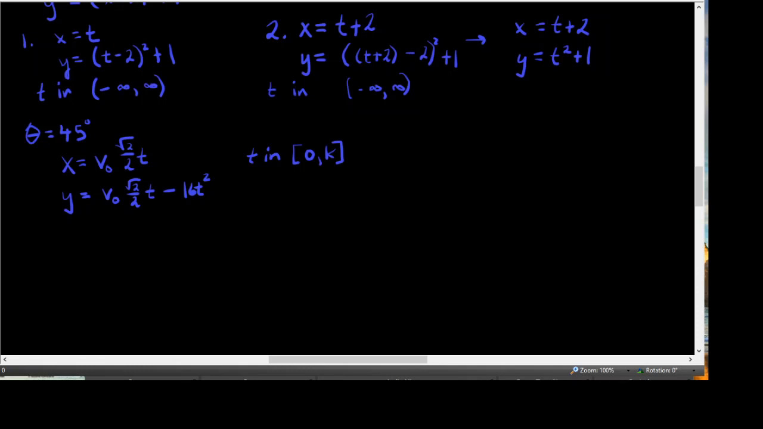Where t is measured in seconds, v sub naught is the initial speed of the projectile in feet per second, x and y are in feet, and k is some positive real number. We're going to first find the regular form of the equation, and then we're going to graph both forms for an initial velocity of 128 feet per second. All right, so those are the directions.